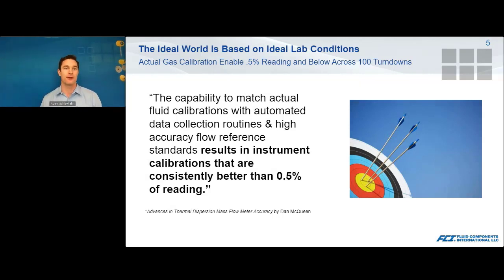In our case, with thermal mass flow measurement, our published literature, based again on the perfect lab conditions, we get down to about 1% or 0.75% that we publish in our literature. And because we do actual calibration in the actual gas and the media that the instrument is used in, we've routinely actually gotten down to 0.5% of reading or better. But once again, this is the ideal world of a flow lab, which does not always match up to the real world.